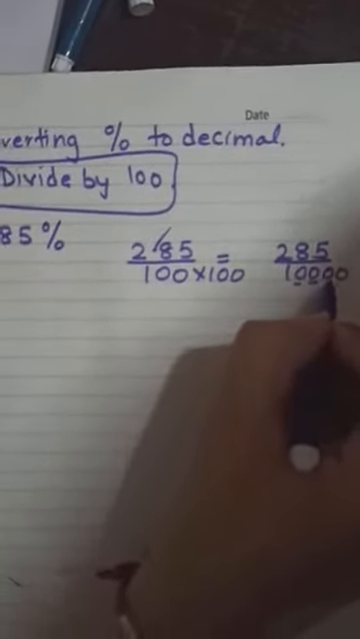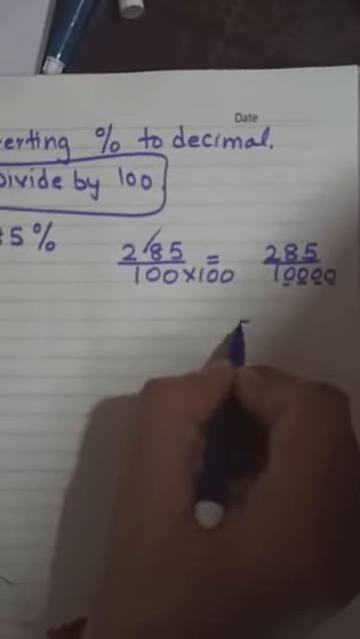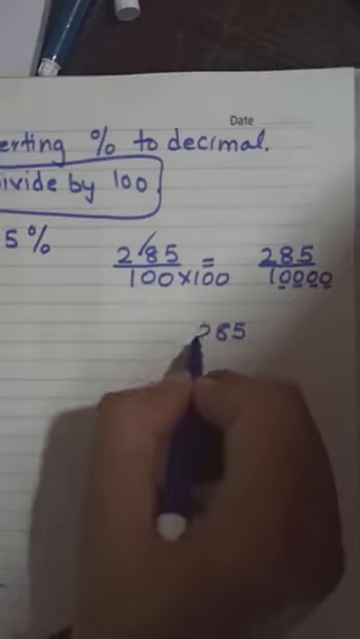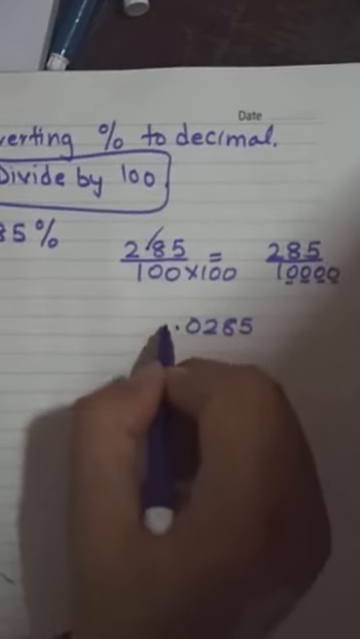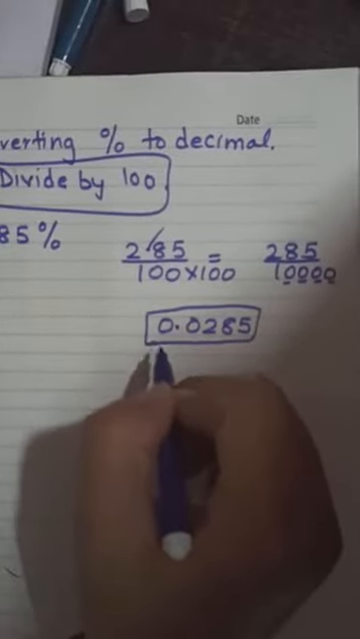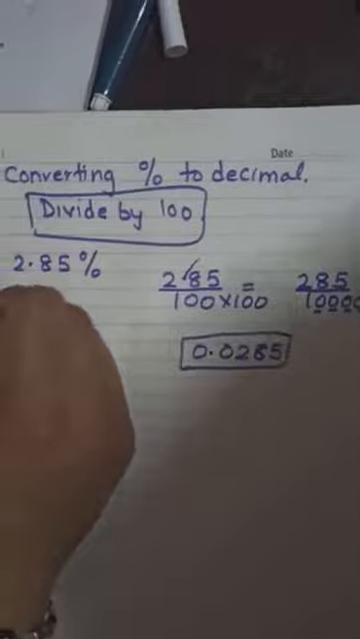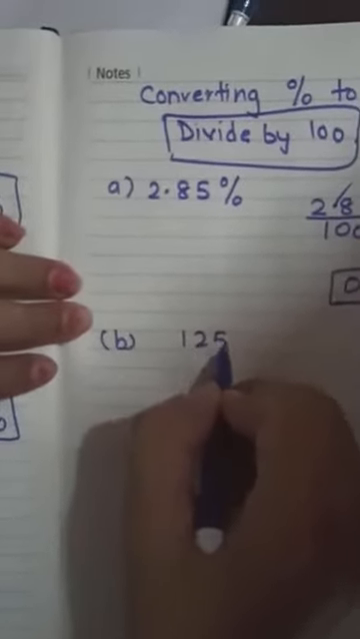So how many zeros are there in the denominator? 1, 2, 3, 4. So the decimal point should come after 4 digits. So 5, 8, 2, 0. Put a point and then 0. So this has been converted to a decimal. This is A part. Now B part is 125%.